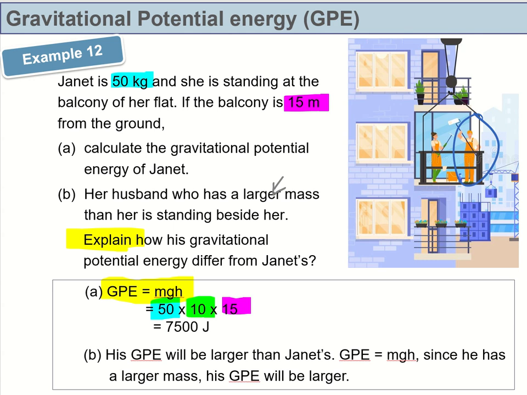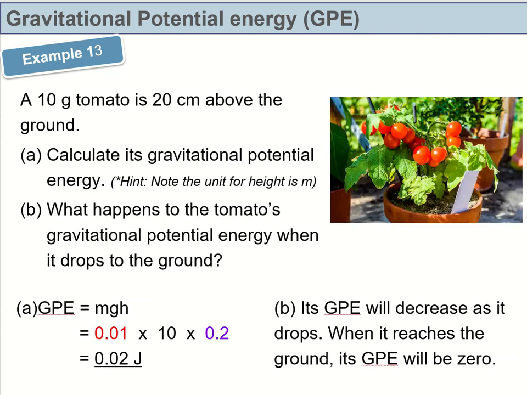So I need to support my answer by writing down the formula is mgh. And then I can go on to say that because they are both at the same place, so the G value will be the same. They are both standing at the same height, so the H is the same. So since the husband's mass is larger than Janet, then the gravitational potential energy of the husband will be larger than Janet's. So that's how you answer. Let's move on to the next question.